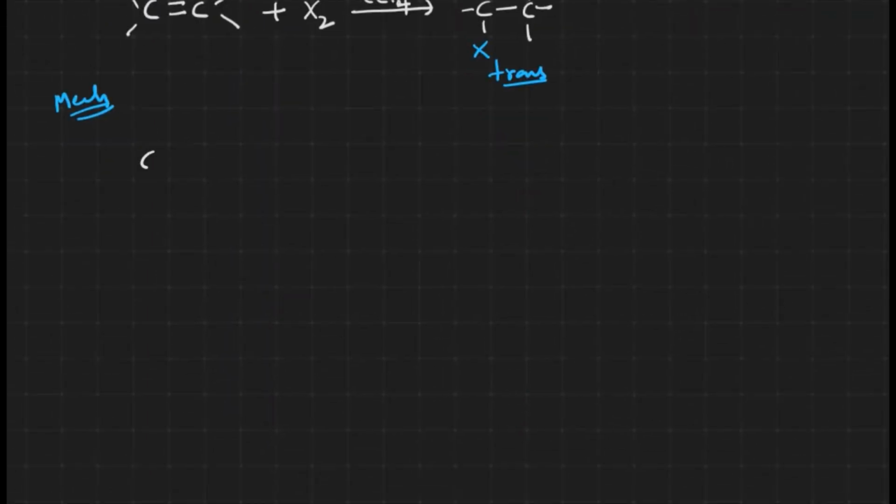This is the alkene which we have taken initially. We have X2, let me write X2 something like this, both the same. What happens here? Here the alkene always acts as a nucleophile and attacks the halogen over there.